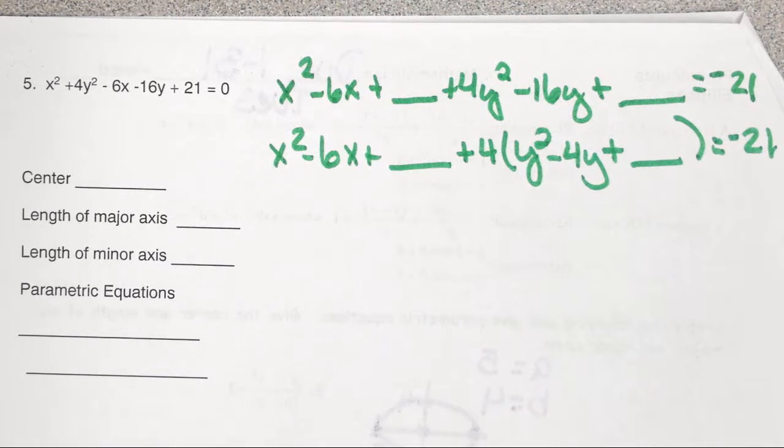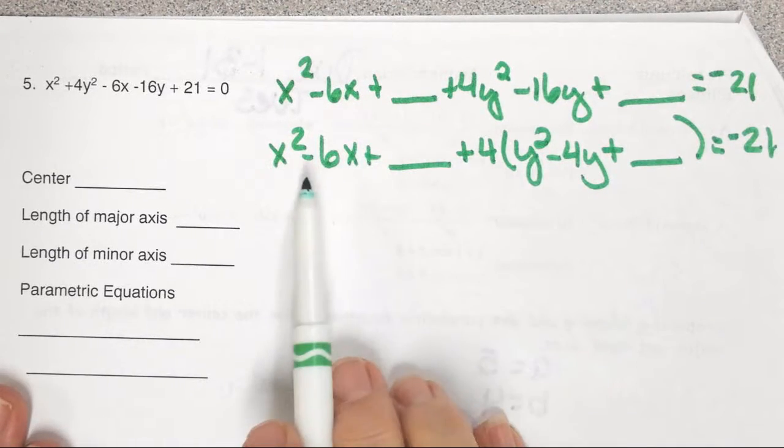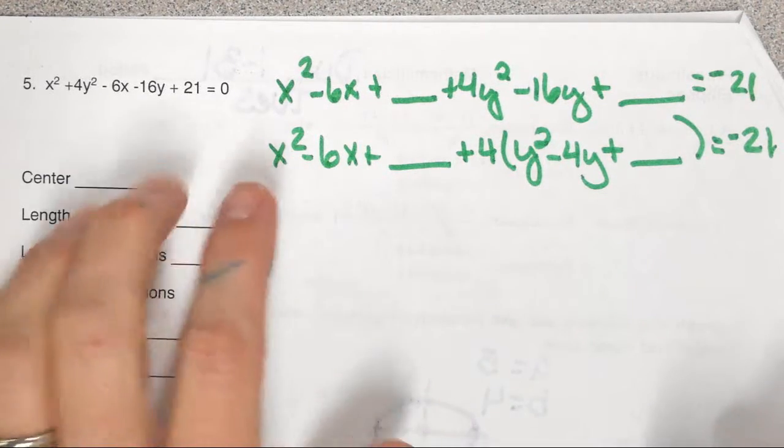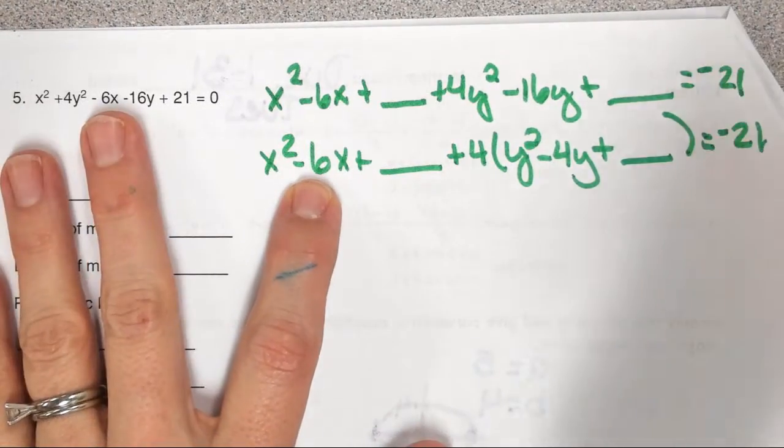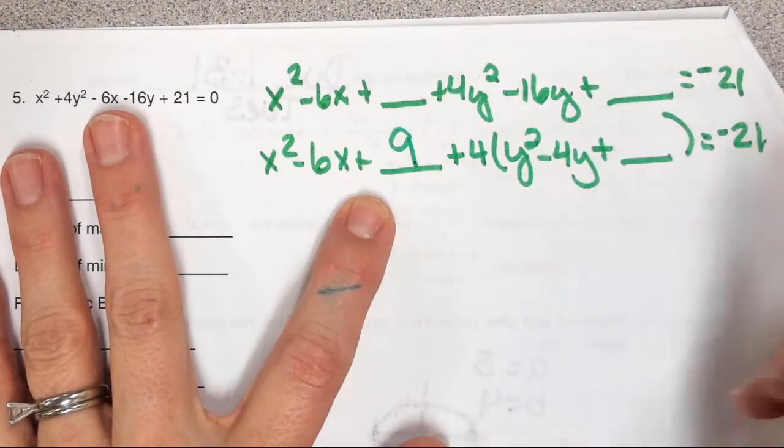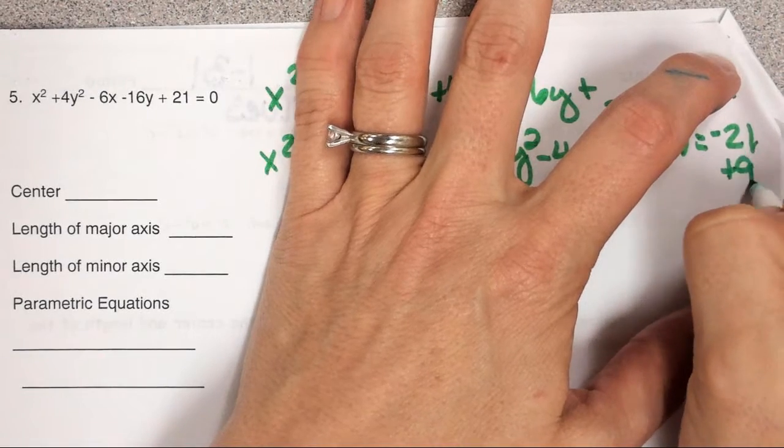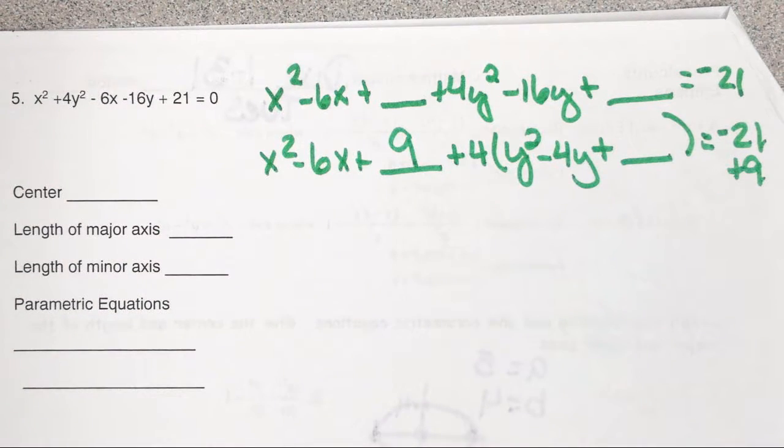Our pattern was half it, square it, add it. We're going to half it, square it, add it. What is half of negative 6? 3. What is 3 squared? 9. So I have to add it over here too. Half it, square it, add it.